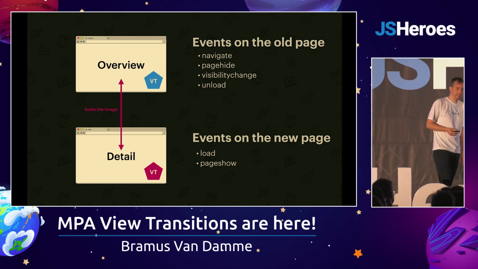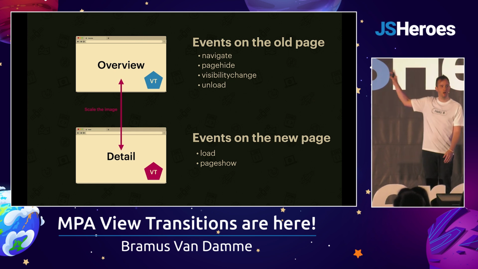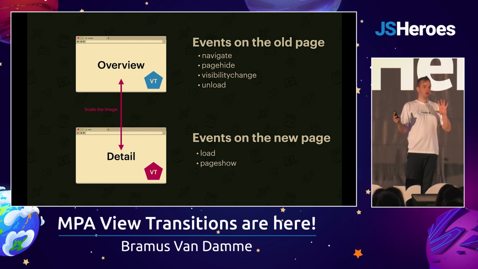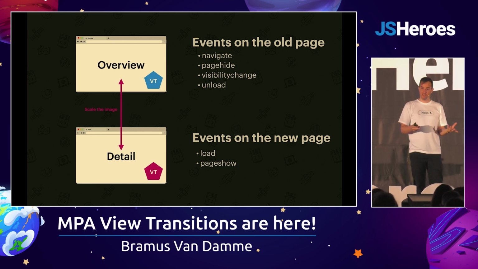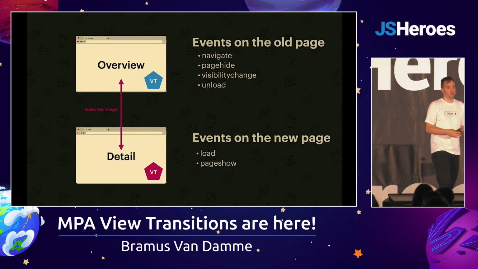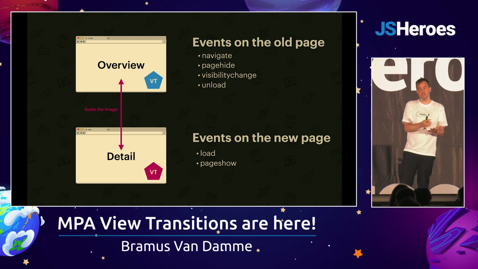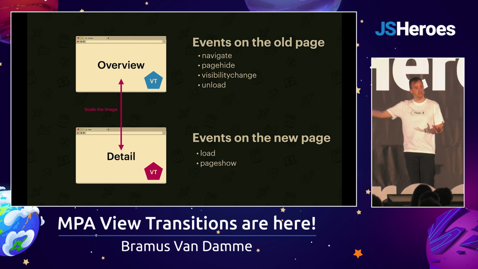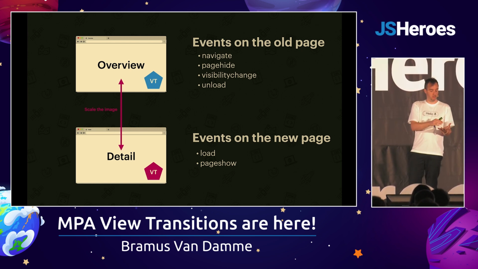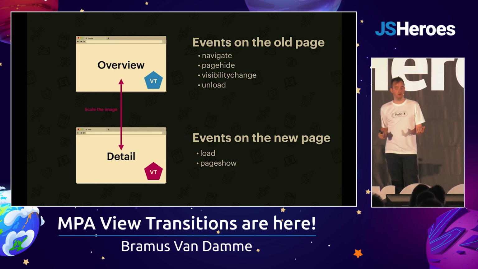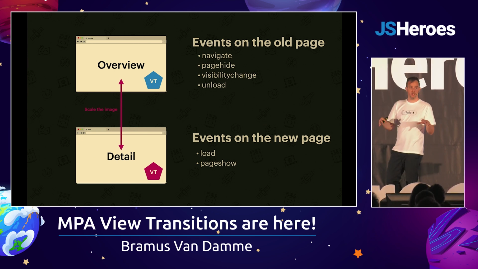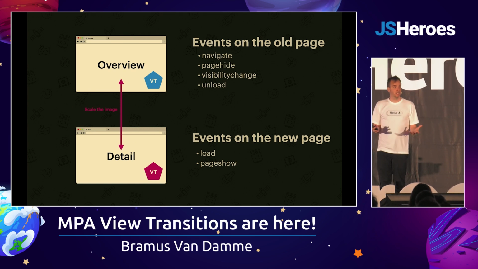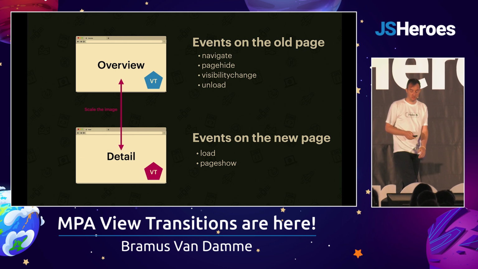Well, the problem here is that the answer is none. Because either all of these events fire too early or fire too late. Like the navigate event fires when the navigation gets initiated, but you don't have access to the final destination URL, and it could be that your destination gets redirected to a different origin. Page hide, for example, fires too late, because at that point, the last frame already got rendered. And maybe you want to change the view transition names before that last frame actually gets rendered.